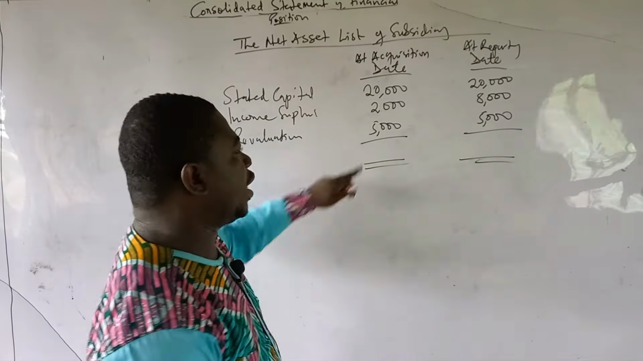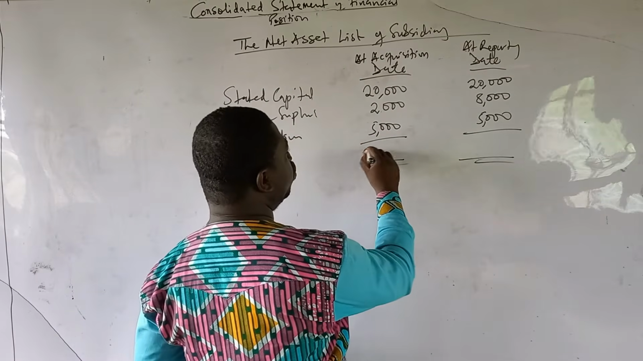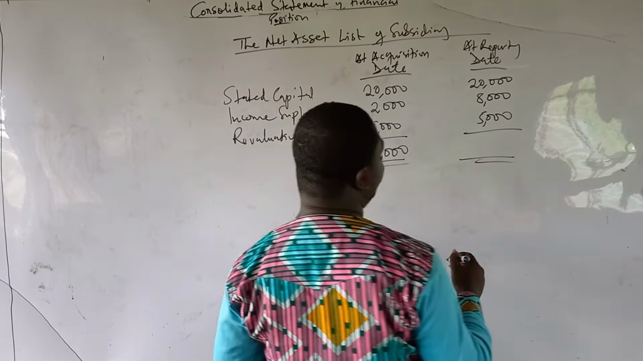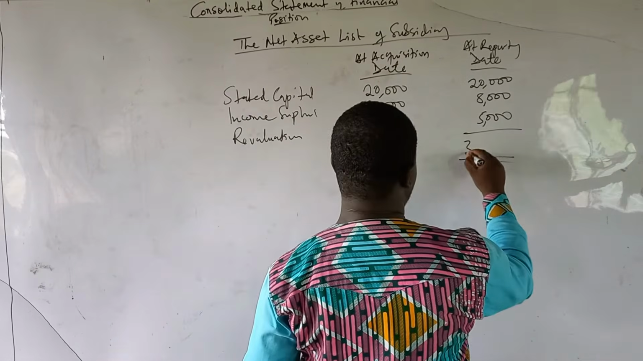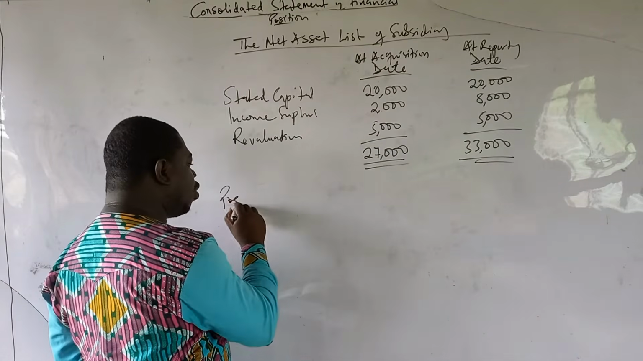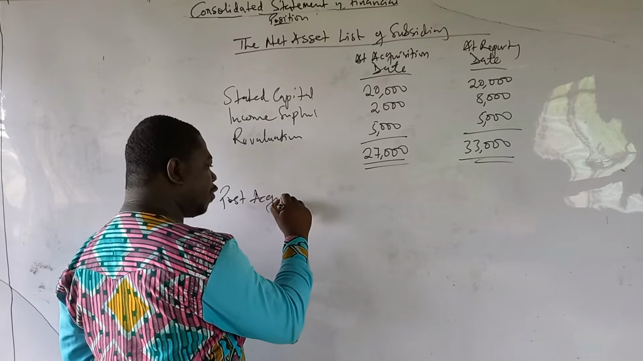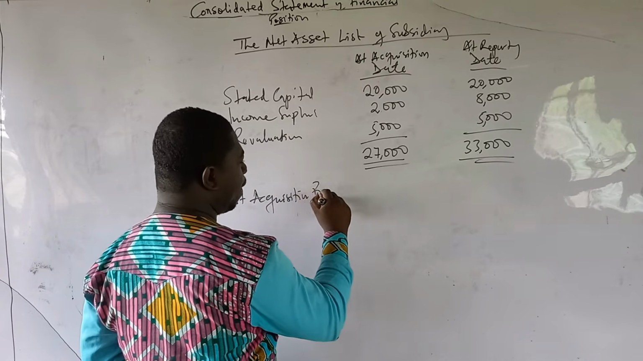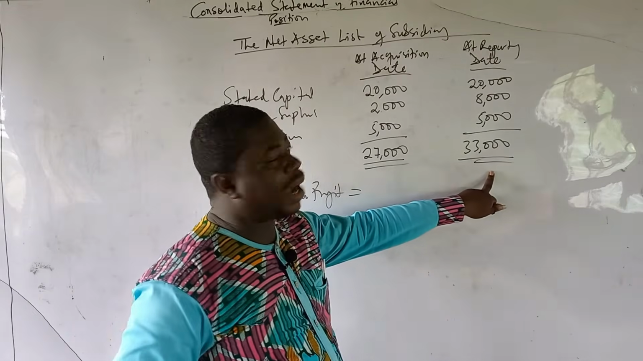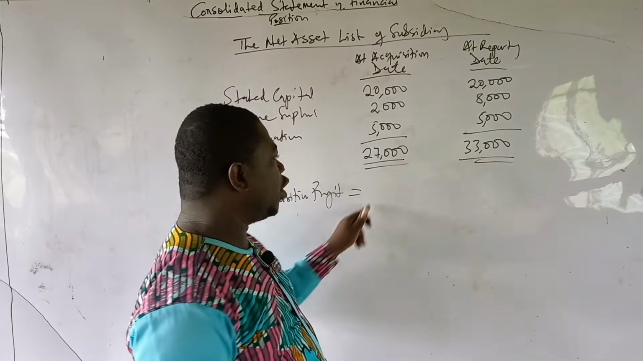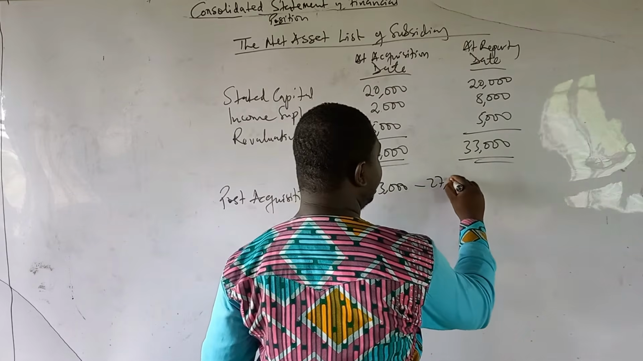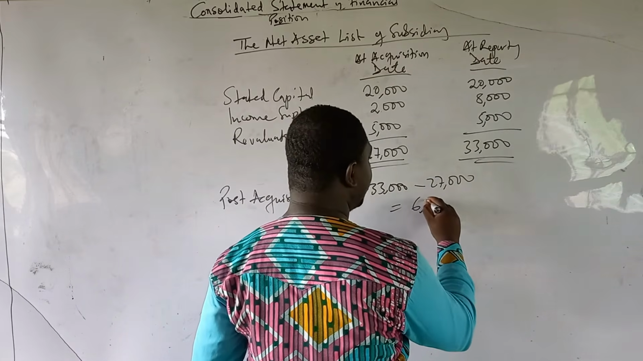You see that over here, the total is 27,000. And then at the reporting date, your total net assets is 33,000. Now, you can find your post-acquisition profit by subtracting the opening balance of the net asset list from the closing. So it will be 33,000 minus 27,000. That is going to give you 6,000.